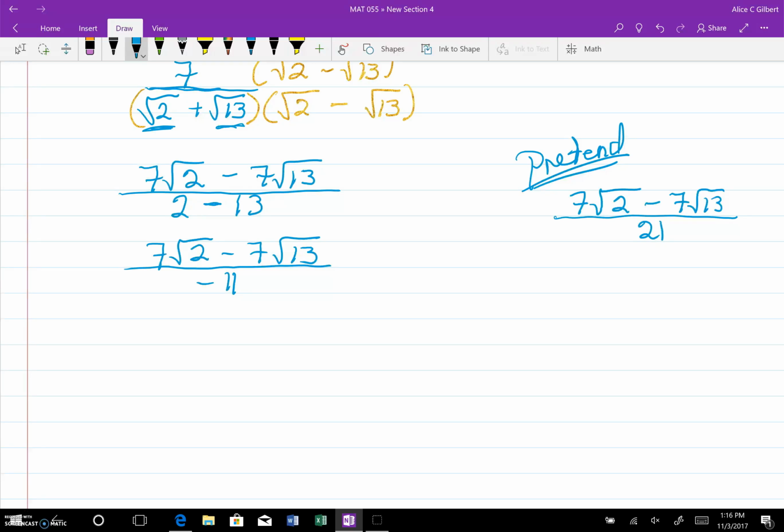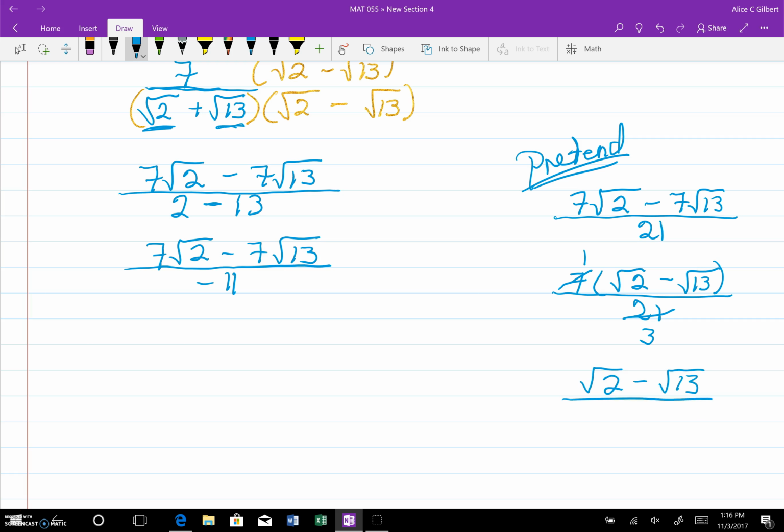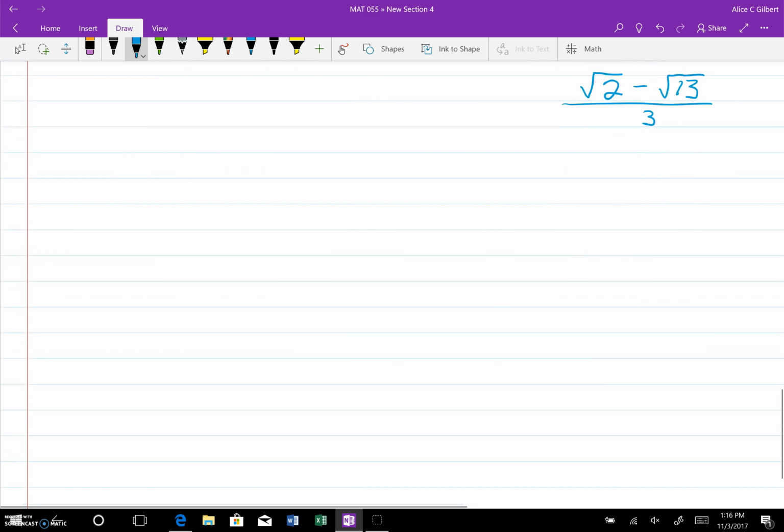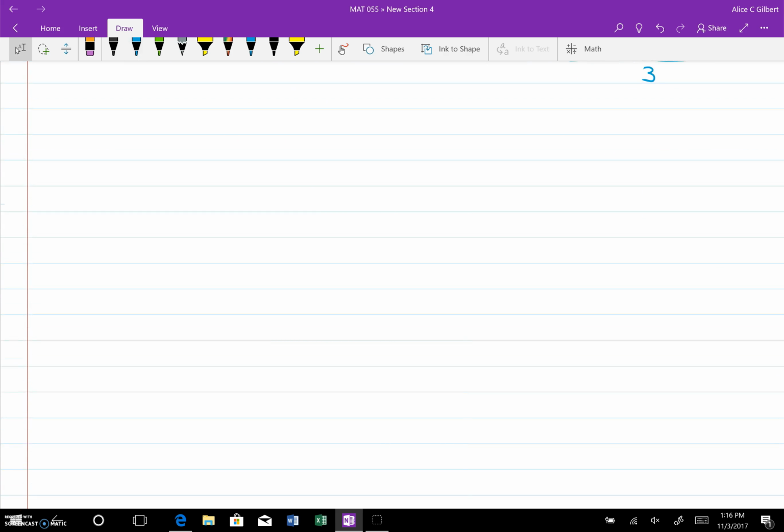So now what I can do instead is factor out the 7, and then I'm left with 7 multiplied times the quantity, the square root of 2 minus the square root of 13, over 21. And now the 7 is being multiplied with the rest, so now I can cross cancel these. 7 goes into itself once and into 21 3 times. And so my final answer here would be the square root of 2 minus the square root of 13 over 3.